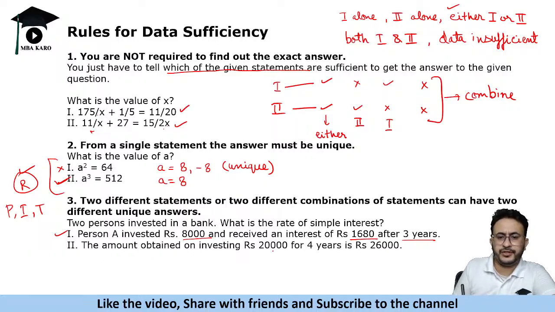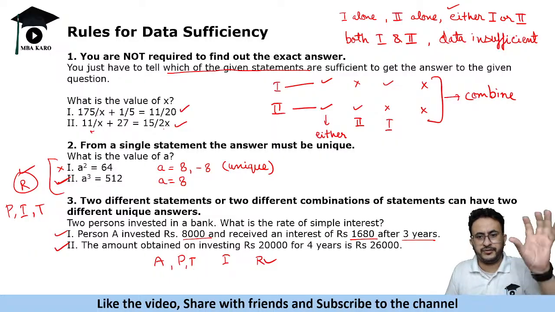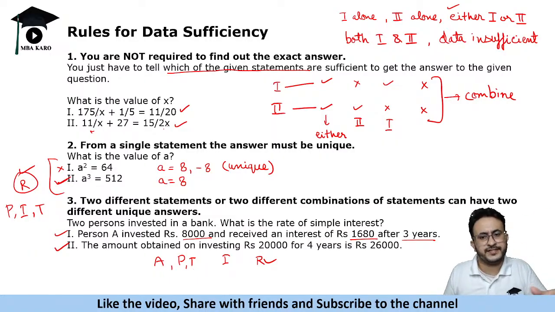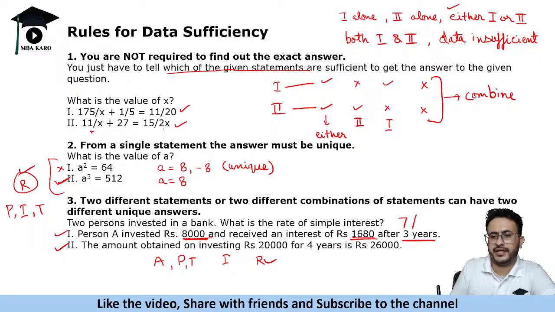Similarly, amount is given to us and P is given to us, so we can find I, and T is also given to us. Amount and principal is given, so we can find interest, and T is also given, so we can find R. So using this statement alone also we can answer the question. Now the answer would be either statement alone is sufficient to answer the question. Now if you solve it, in this case 8,000 is the principal, 1680 is 21% in 3 years, so you will get the rate as 7%. In the second case we are getting 30% interest in 4 years, so you will get 7.5%.